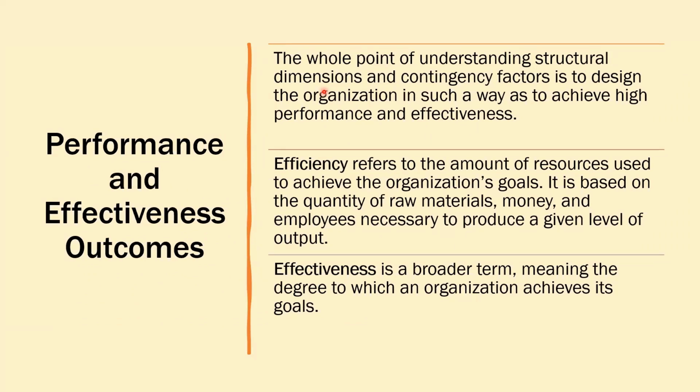Performance and effectiveness outcomes. Now, the whole point of understanding structural and contingency factors is to design the organization in such a way as to achieve high performance and effectiveness. So we look at efficiency and effectiveness, which sometimes we use together, sometimes interchangeably, but they are different. Efficiency refers to the amount of resources used to achieve the organization's goals. It is based on the quantity of raw materials, money, and employees necessary to produce a given level of output.